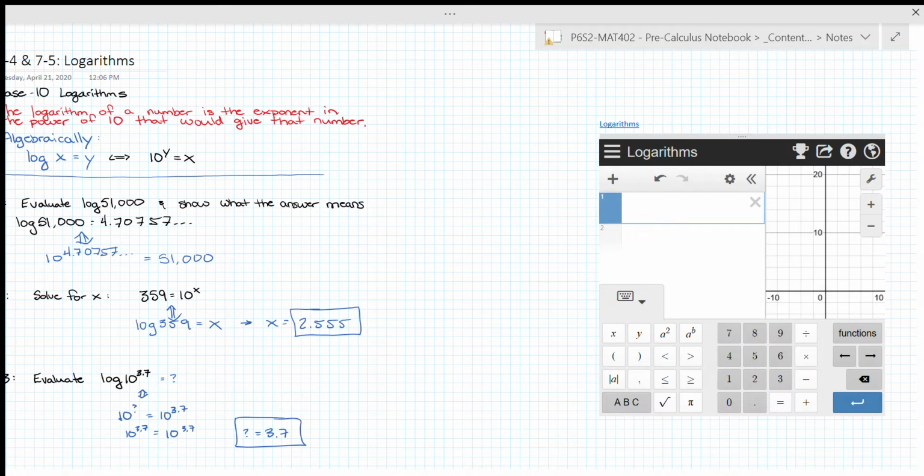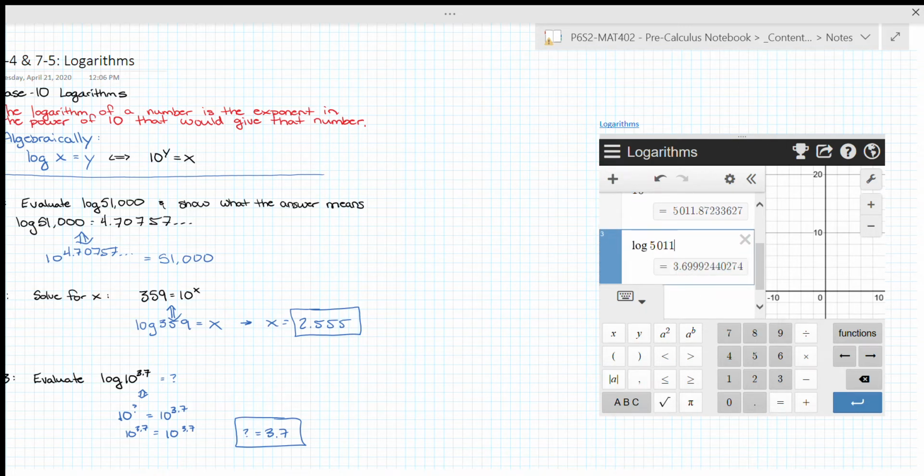So again, go over here just to check this out. What is the log? You can also type it in there. The log of 10 to the power of 3.7 is 3.7. I can find out what 10 to the 3.7 power is. It's like 5,011. So if I did the log of 5,011, it gives me 3.7 as my answer.